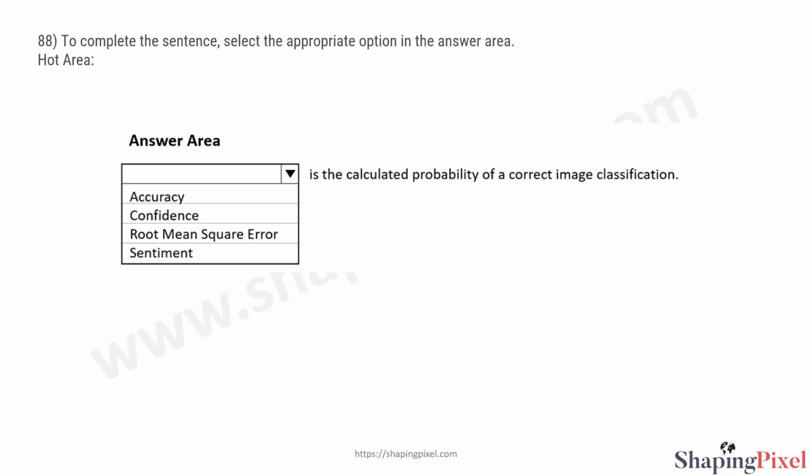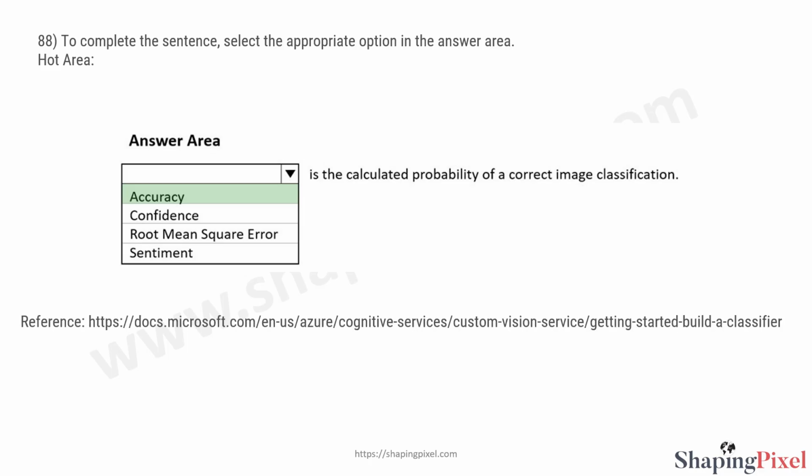Question number 88. To complete the sentence, select the appropriate option in the answer area. A dash is the calculated probability of a correct image classification. And we have the following four options. So the right option here is accuracy. The accuracy is the calculated probability of a correct image classification.